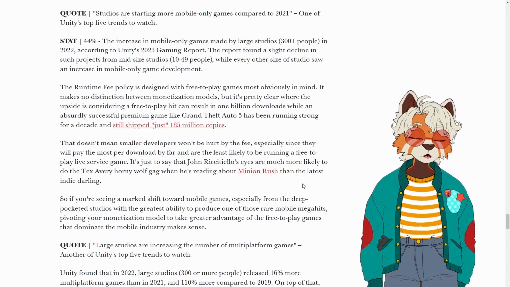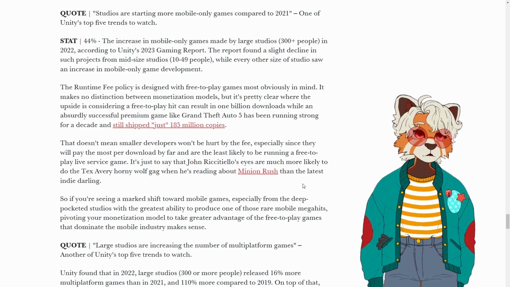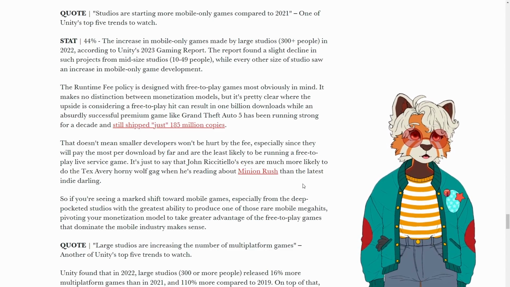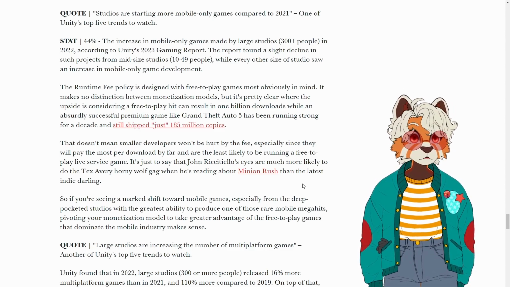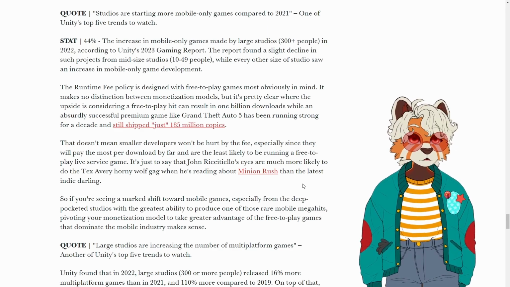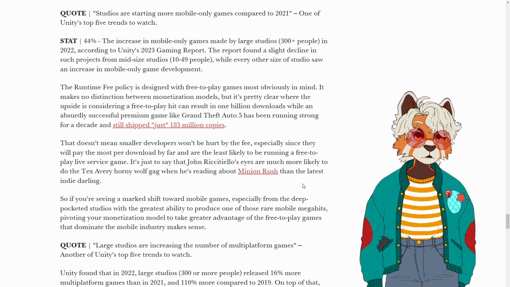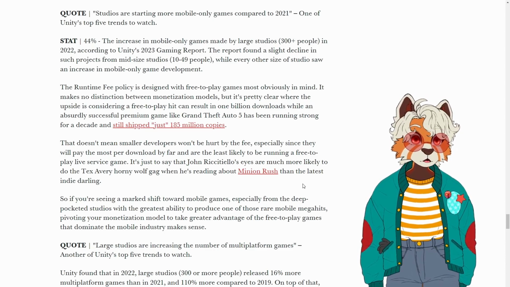Unity does not care. When Unity makes this decision, they do not care about small indie games. These developers that are pushing the anti-Unity charge at the moment, they're not looking at them. They're looking at big free-to-play mobile games built in Unity. That's where they're going to make their money.